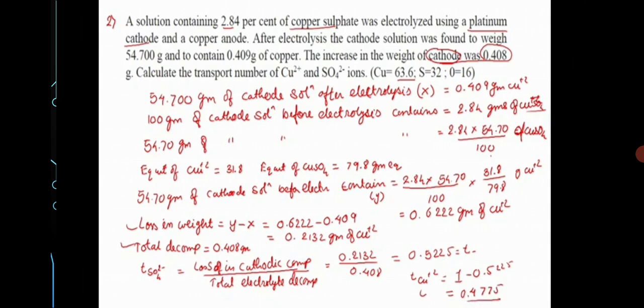Loss in weight is equal to y minus x. Y is 0.6222 minus x is 0.409, which equals 0.2132 gram of copper plus 2. Total decomposition is 0.408 gram. Transport number of sulfate is equal to the loss of ion in the cathodic compartment divided by the total electrolytic decomposition, which is 0.2132 divided by 0.408, equal to 0.5225. The transport number of Cu plus 2 is 1 minus 0.5225, which is equal to 0.4775.